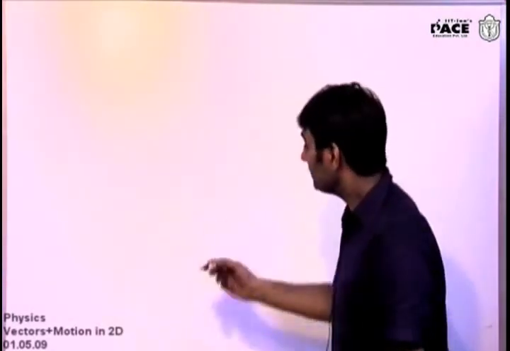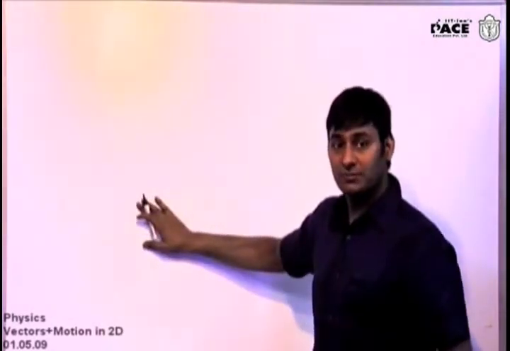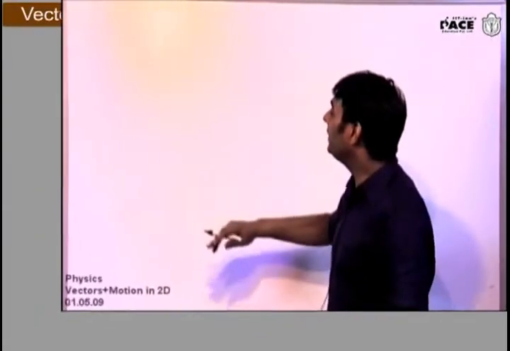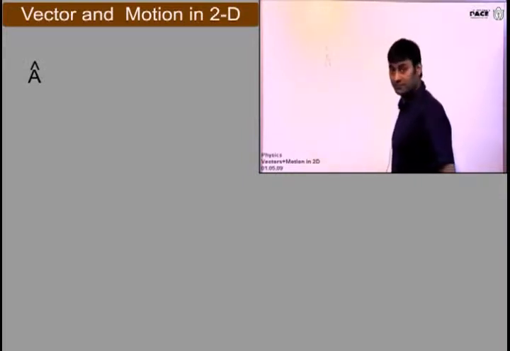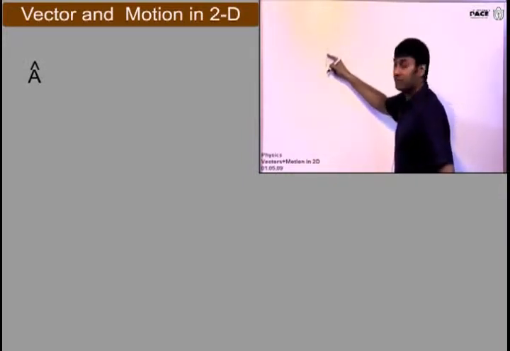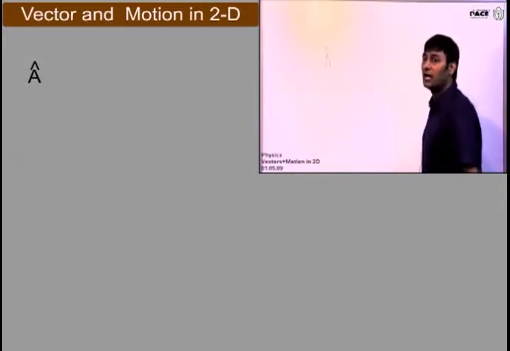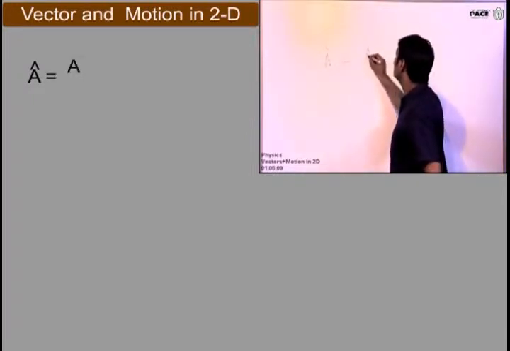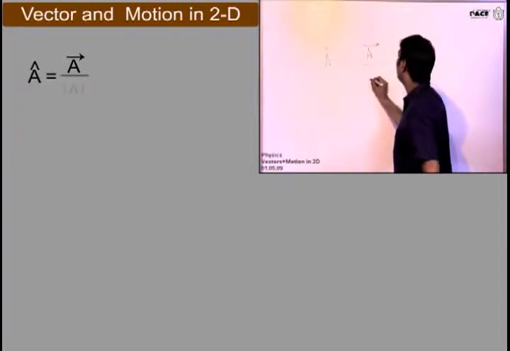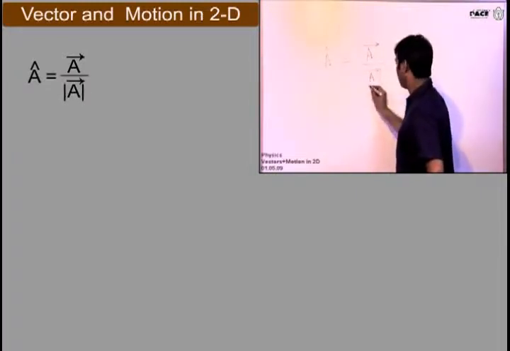Now let's come to, please be very attentive. Now let's come to something very interesting, which will be, what is the meaning of a unit vector? All of you please write down. A vector, A cap. This A cap represents a unit vector in the direction of A, which is always A vector divided by its magnitude.